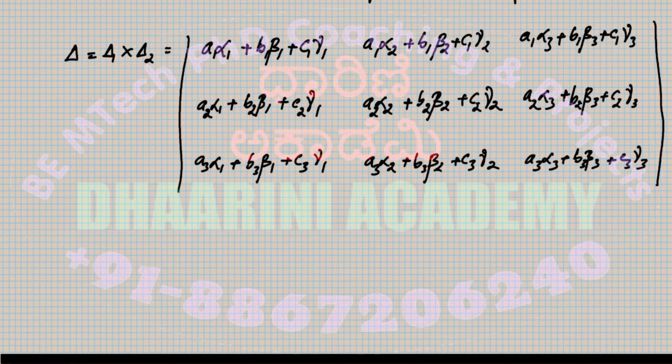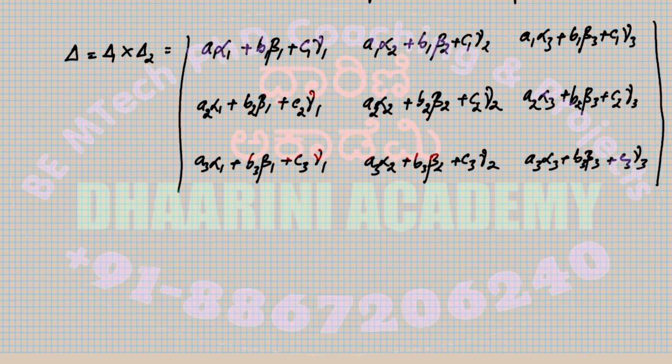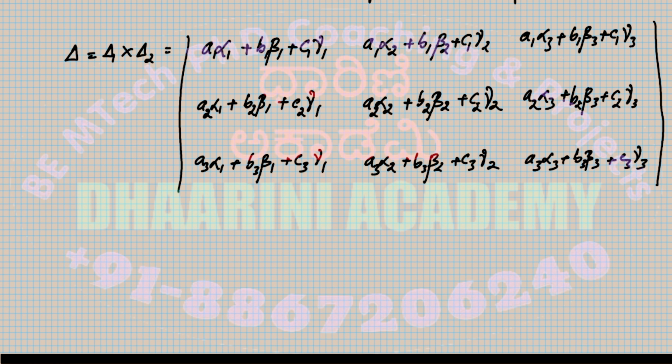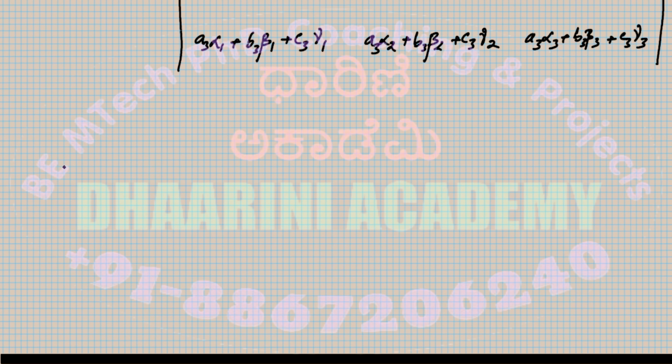We need to simplify this determinant value. Then we need to apply row or column operations, whatever operations we can perform, and then simplify this determinant to get the total product. All right, let's try to solve a problem.